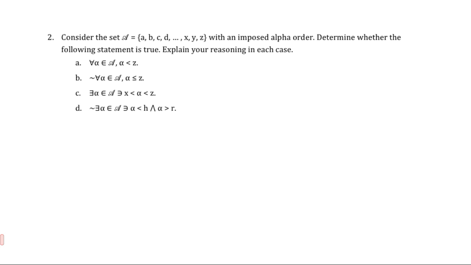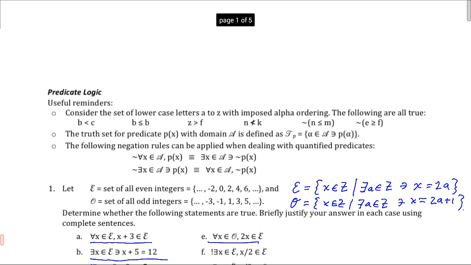Okay, in this video I'm going to solve this problem as an example, and it says consider the set A, which is our alphabet, A through Z, with imposed alpha order, meaning alphabetical order. Determine whether the following statements are true. Explain your reasoning in each case.